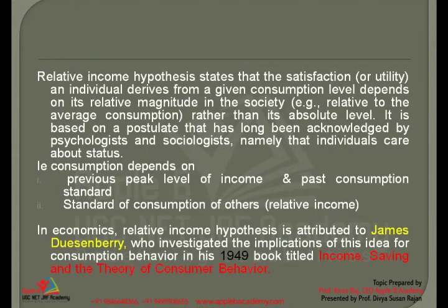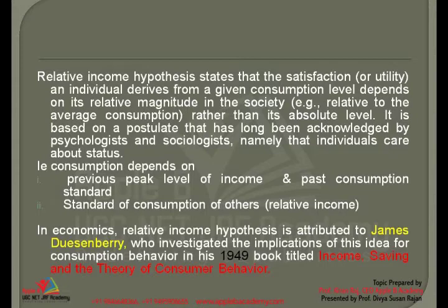So, the relative income hypothesis states that the satisfaction or the utility an individual derives from a given consumption level depends not on the absolute but on the relative magnitude in the society, the relative average consumption that exists in the society rather than the absolute level. Now, this is based on a postulate that has long been acknowledged by psychologists and sociologists, namely that individuals care about status. So, consumption, according to Duesenberry, is dependent on two important factors. The first one is the previous peak level of income and the past consumption standard. The second one is the standard consumption of others, which is relative income. We will come across these two terms in detail in the coming session.